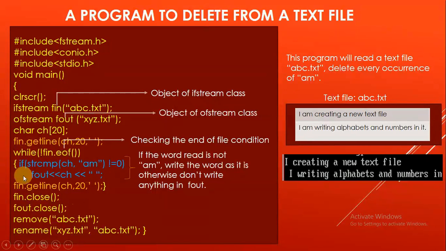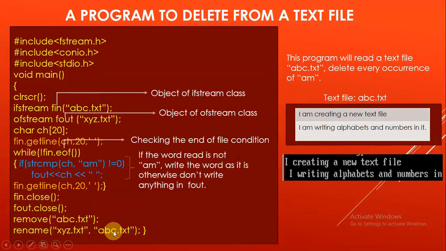So this loop will continue till end of file is reached, and after that I will close both the files, fin.close and the other one. And then again I will remove my original file because I have done modifications in it. It is of no use now. So I will remove this file and I will rename my new file and give it a name abc.txt.